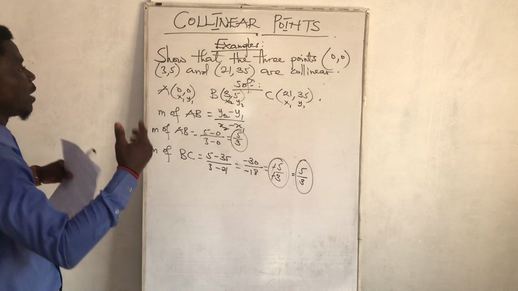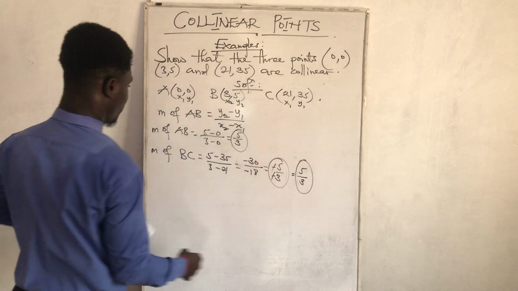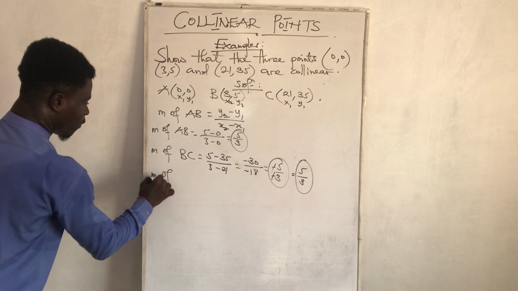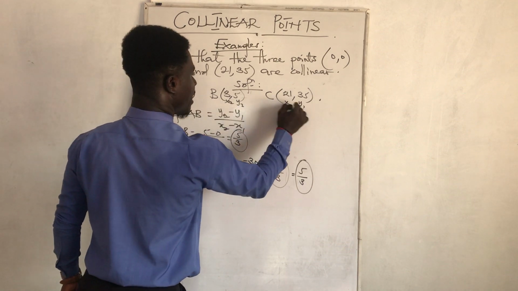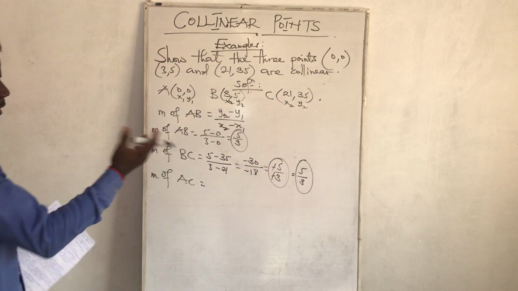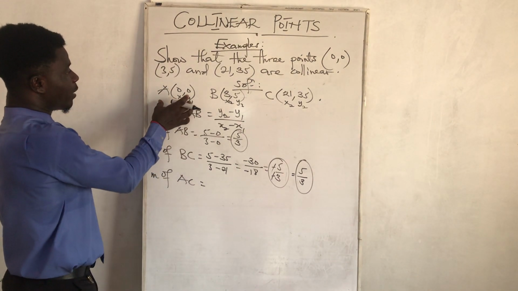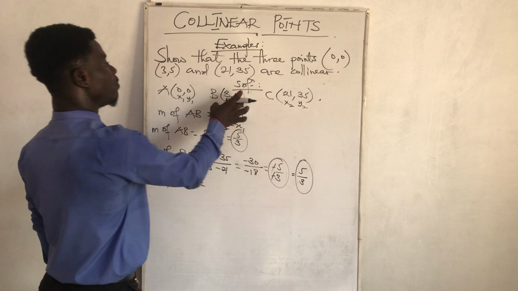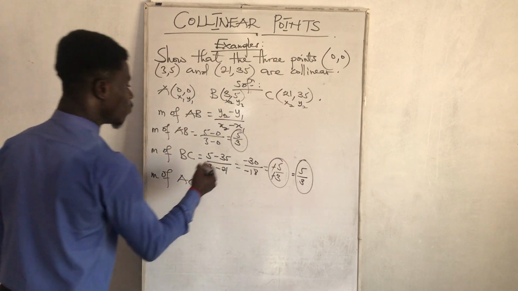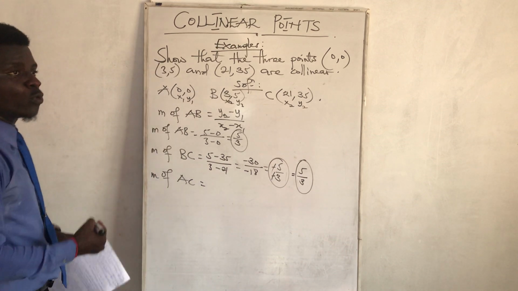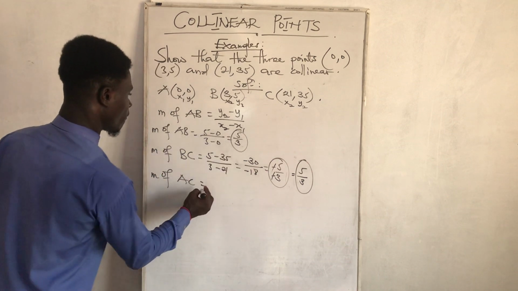Let's see again. You can still go ahead and find the gradient of AC. So we have x1, y1, x2, y2. Somebody can prefer to find the gradient of AB, the gradient of BC, then the gradient of, let's say, AC, right? So you can still go ahead and find the gradient of AC. Sure enough, right?